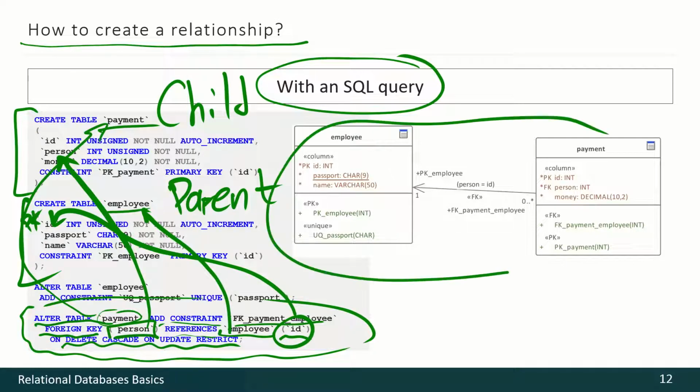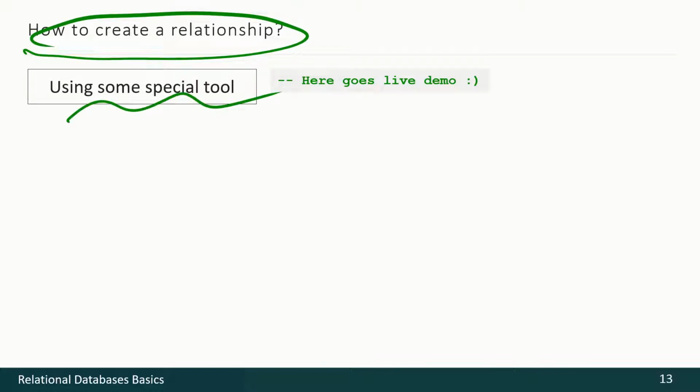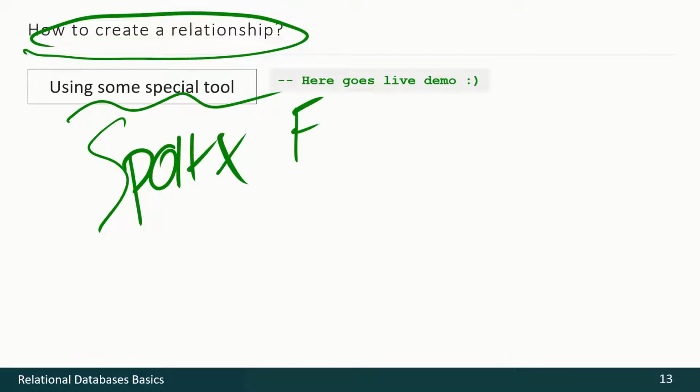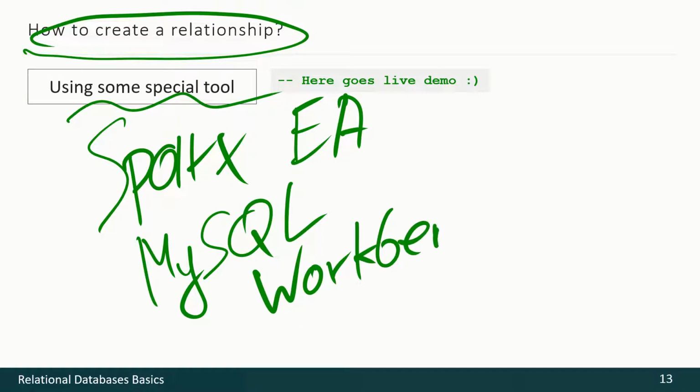And that's the schema. Now we have to see how to create a relationship using some special tool, and we shall use the well-known Sparx Enterprise Architect and MySQL Workbench. And as long as this process may take some time, we shall continue in the next video.